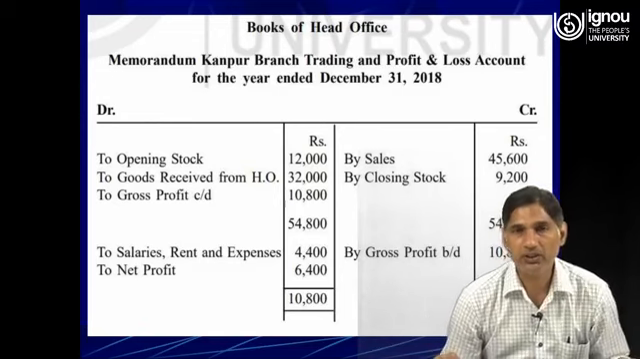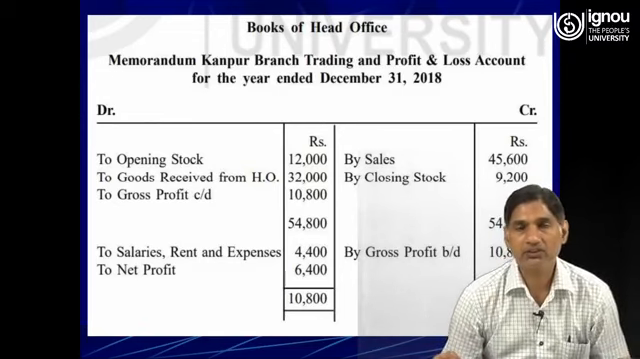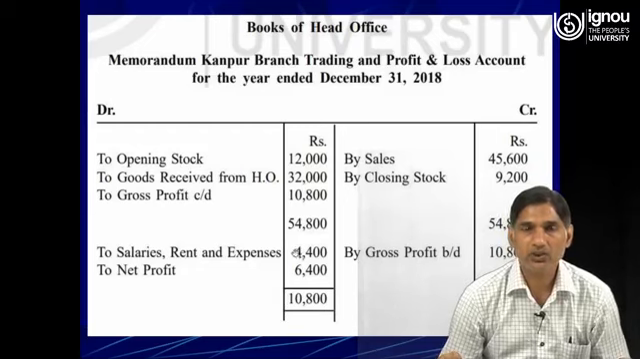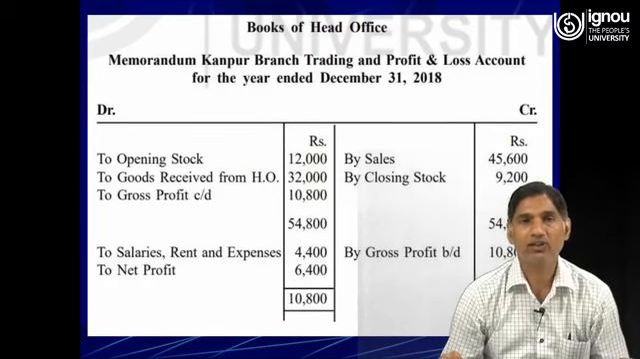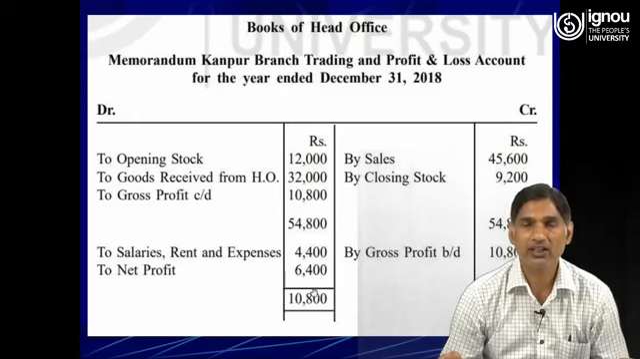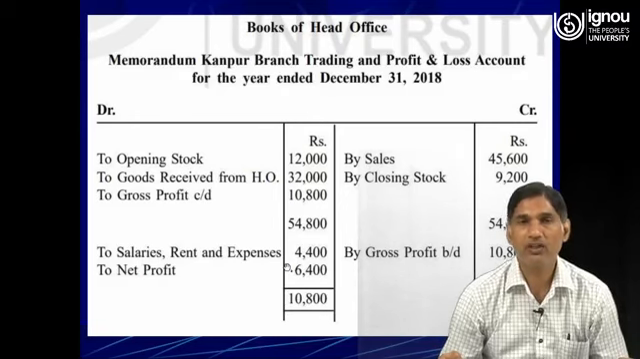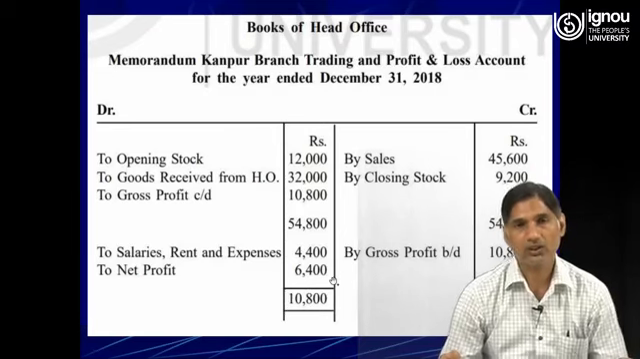So in the last question when we had discussed, this 4,400 was the journal entry for the expenses, which needs to be recorded in the debit side of profit and loss account, and this was the entry for the amount of net profit, again to be recorded in the debit side of profit and loss account.